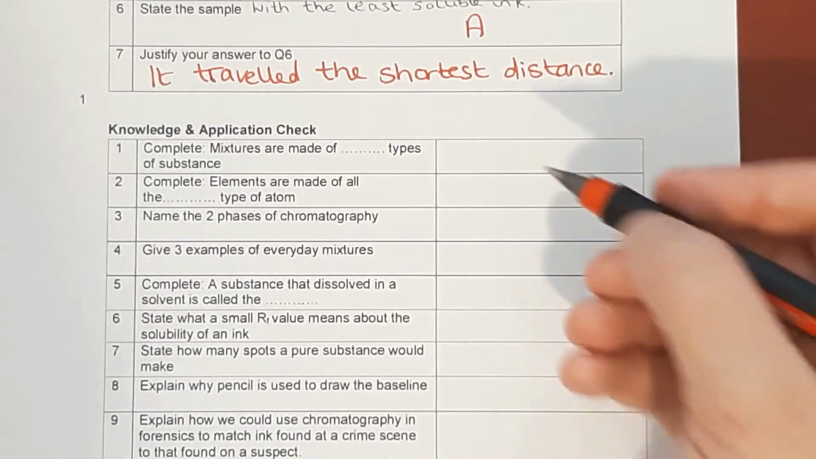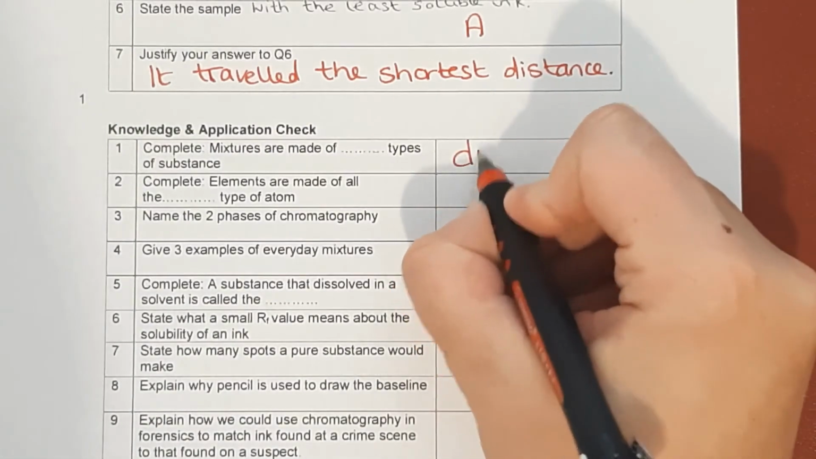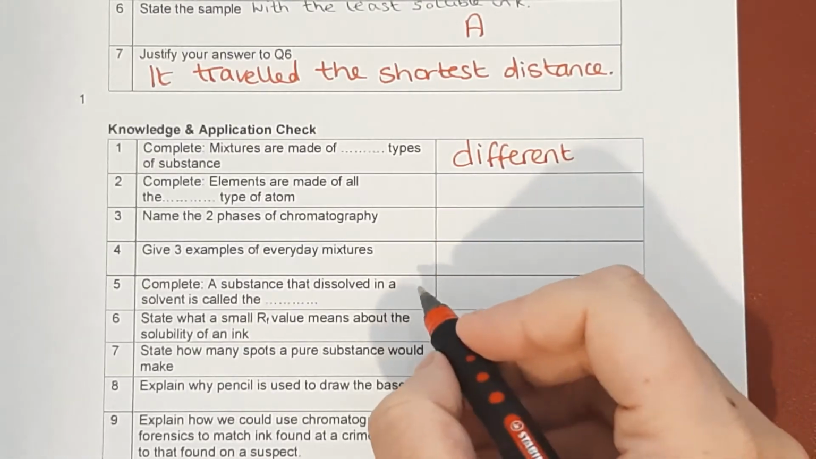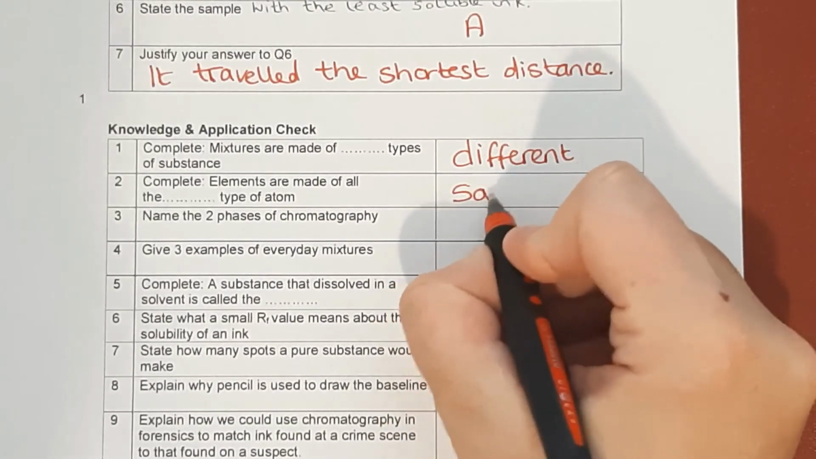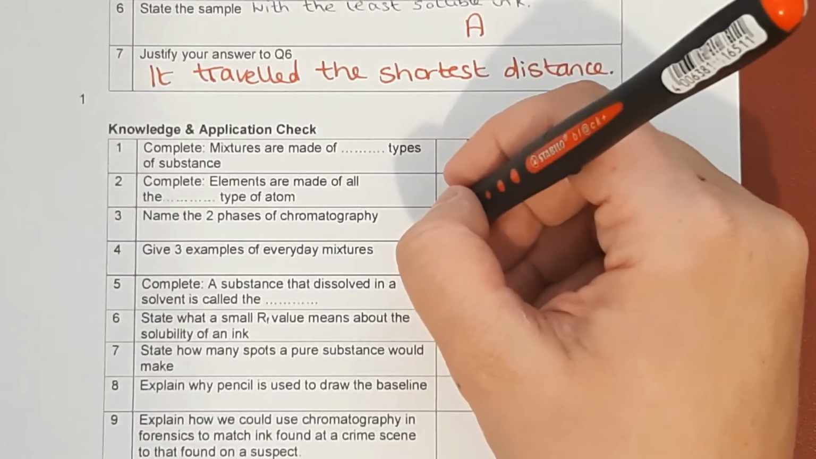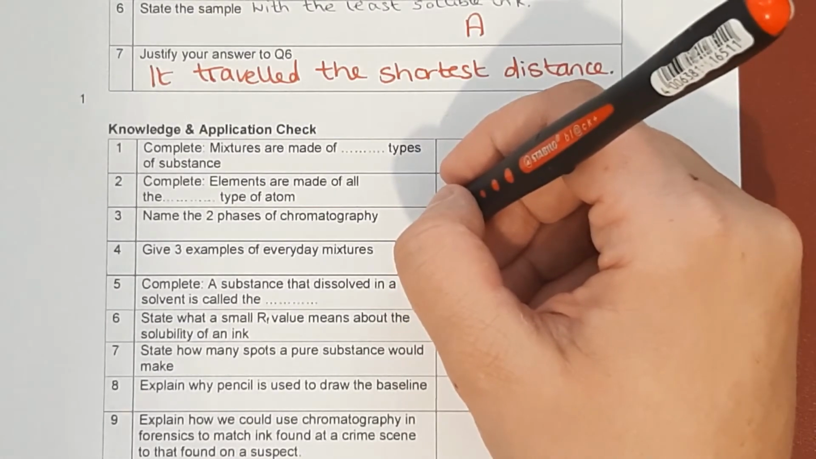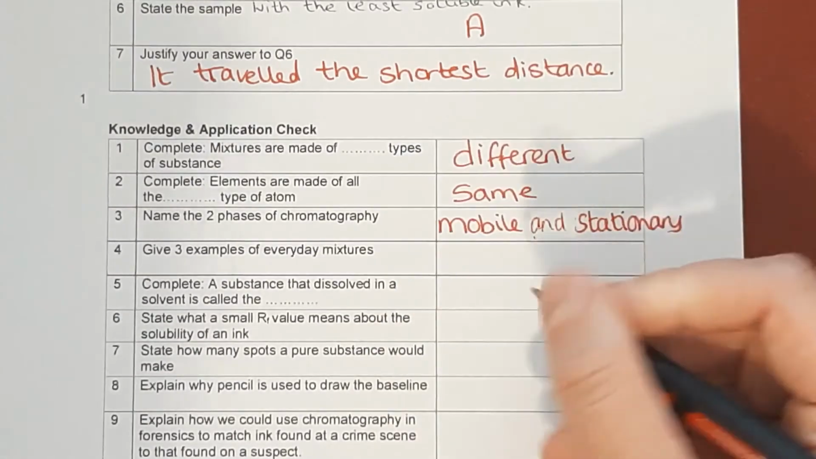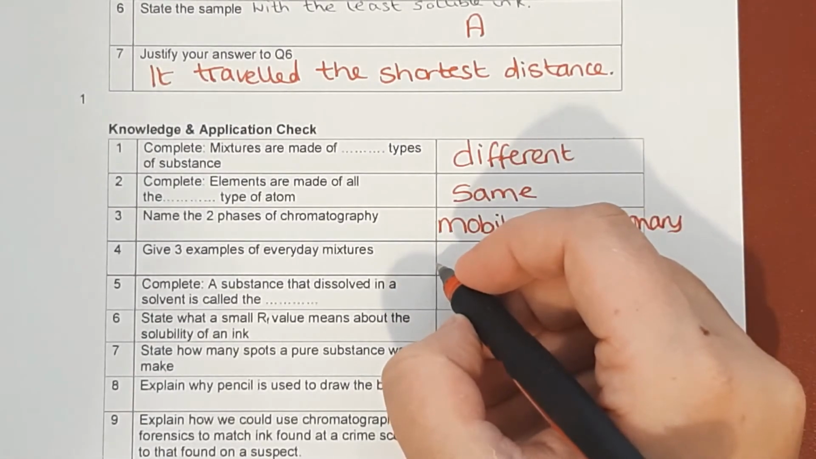Mixtures are made of different types of substance. Elements are made of all the same type of atom. The 2 phases of chromatography are the mobile phase and the stationary phase. Give 3 examples of everyday mixtures.